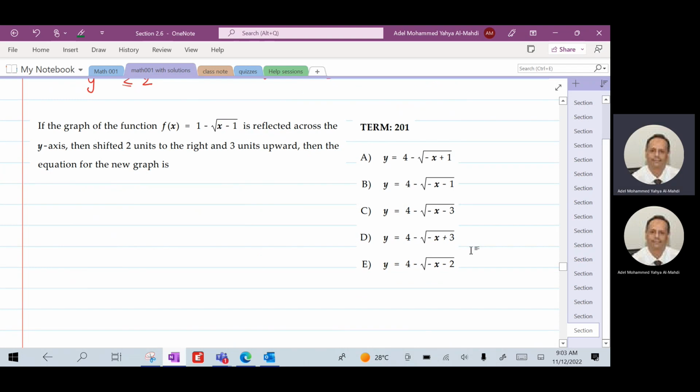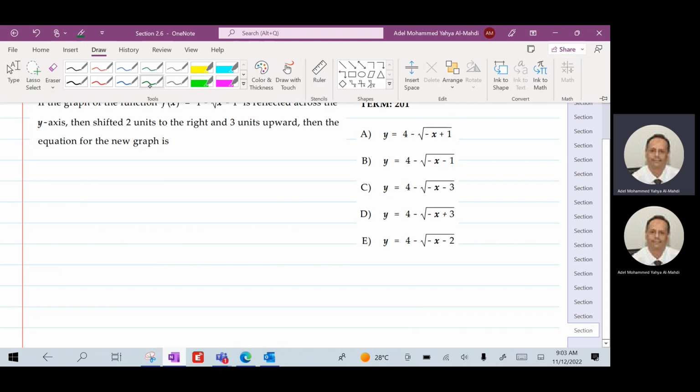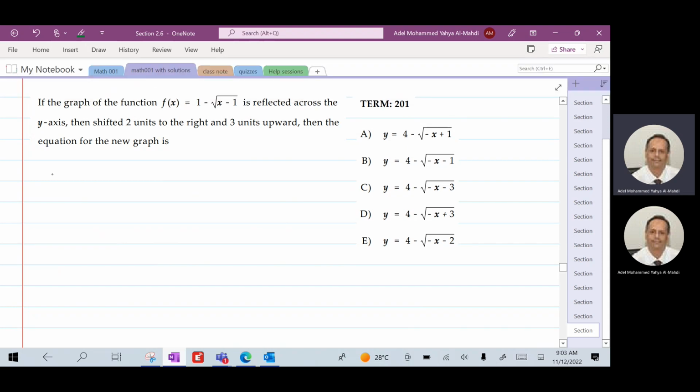Another question, it was in semester 201. We are given here a function f, which is from the square root family, and we are given here maybe 3 transformations. We need to know what is the new equation of the new graph. So the original one was f of x equals 1 minus the square root of x minus 1.